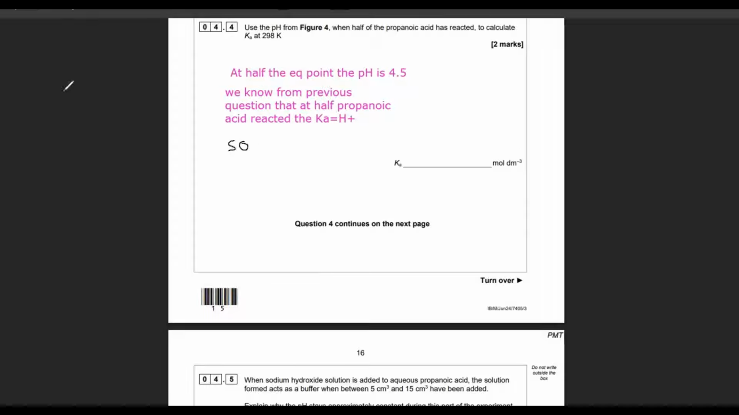So as we know, when half of your propanoic acid is left, we can cancel out the propanoic acid and the propanoate ions because they cancel each other out in our Ka expression. And that's because you're going to have an equal amount of propanoate ions, which will have reacted with the sodium to form sodium propanoate. So you're going to have the same amount of propanoate ions roughly as propanoic acid. So we cancel those out. So Ka equals the hydrogen ion concentration.